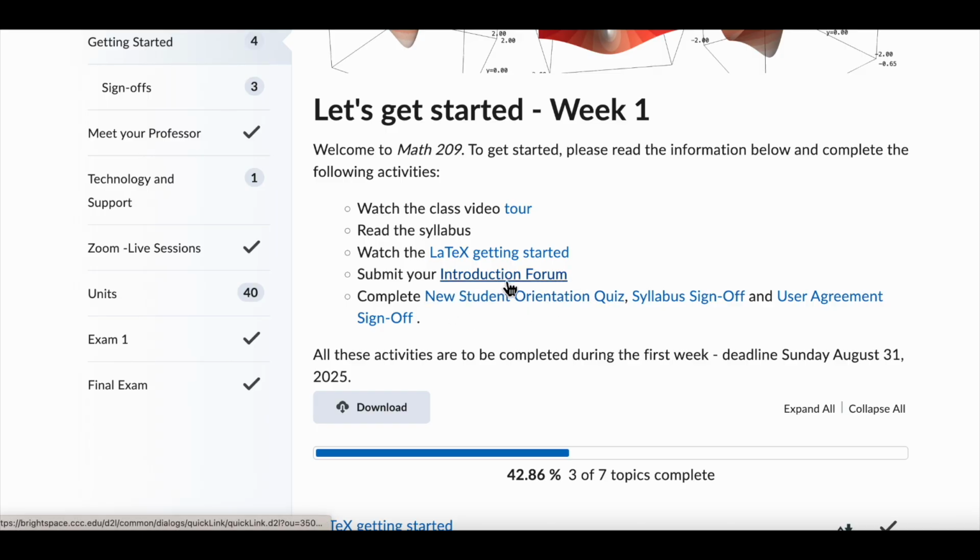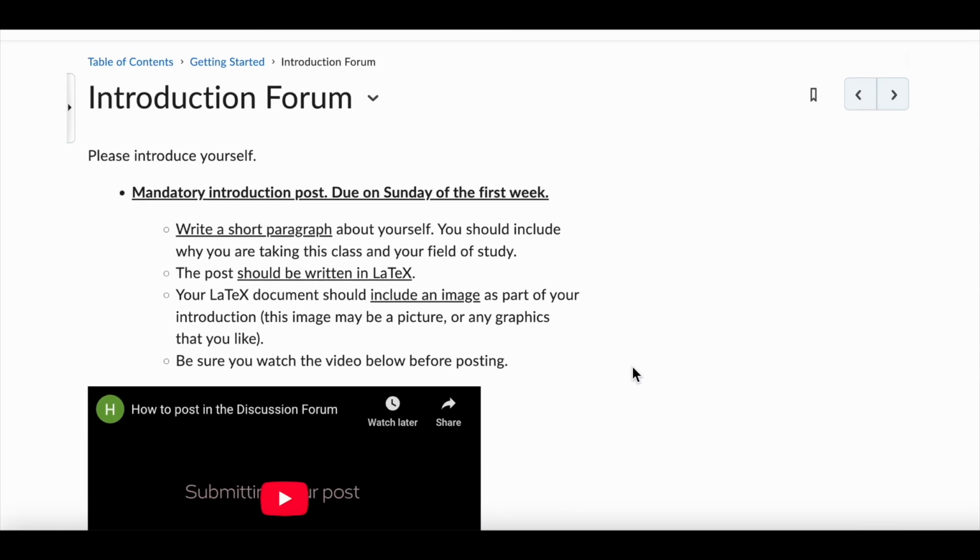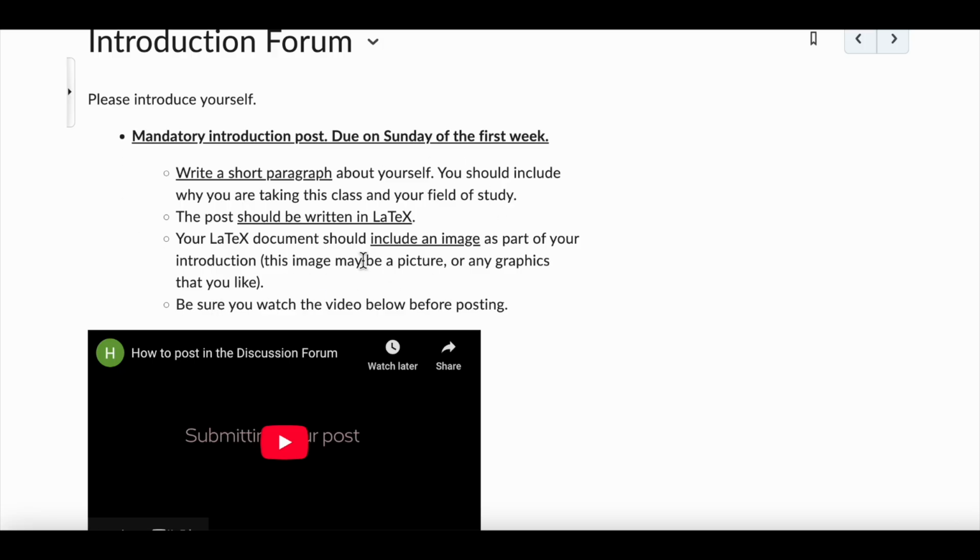So be sure also that you follow the instructions. Very important in an online class, you should be able to follow instructions. So be sure that when you click in here and you read the instructions for the forum, you follow them. So you have to write a short paragraph about yourself, whatever you want to say, include the things that are described here. This post should be written in LaTeX.